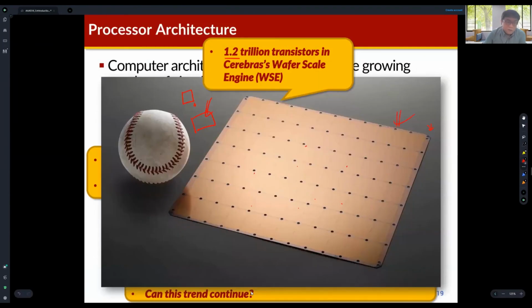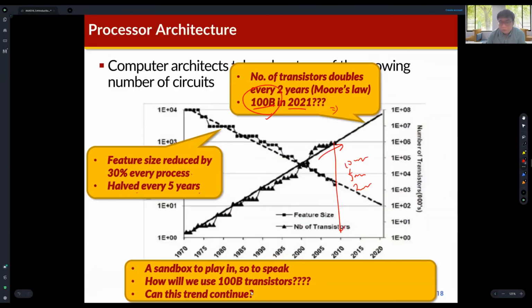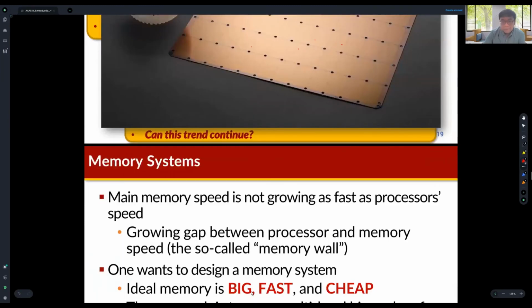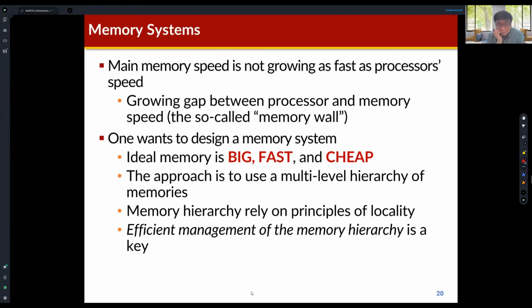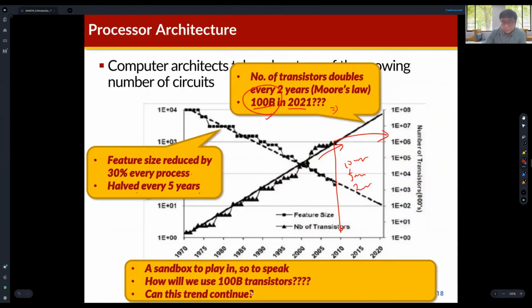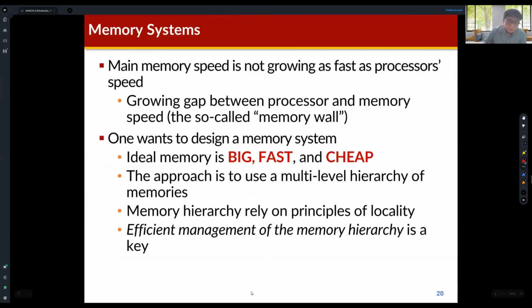Normally the largest chip in the world includes about 10 billion transistors, so we are facing the end of Moore's law. I briefly covered semiconductor technology and processor technology nodes. Now let's focus on the memory systems. How about the performance of the memory systems?